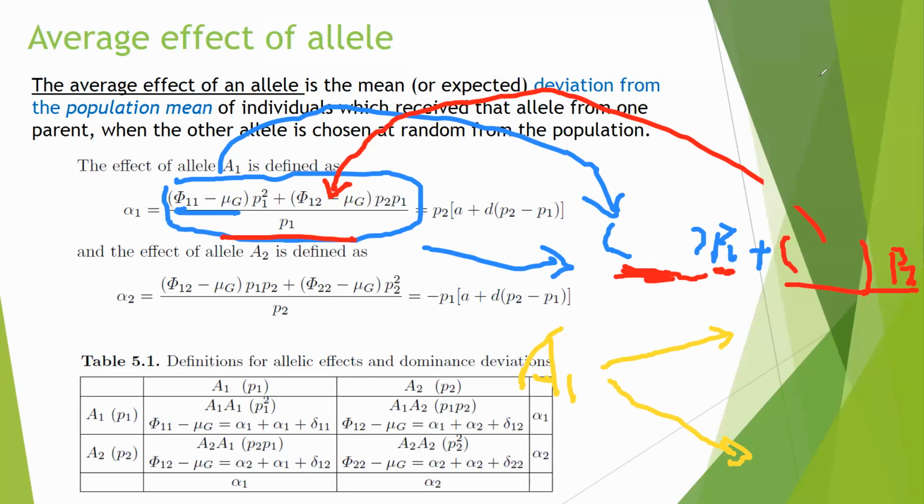So there are two possible ways. Either you randomly choose an A1 allele from the population, for which the probability will be P1, right? Let's use this color. So you can easily select an A1 randomly from the population with the probability equal to P1. I hope this is clear. And another possible way is that you choose an A2 allele randomly from the population with the probability equal to P2, right? All right, so there are two possible ways.